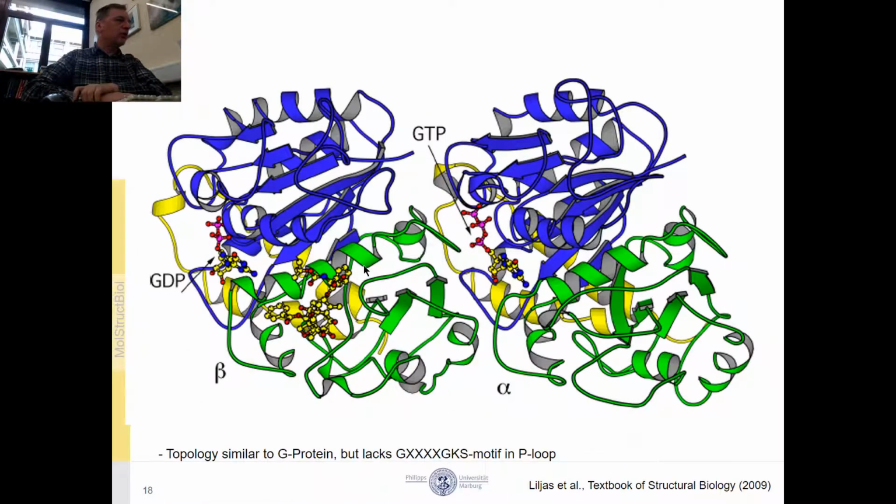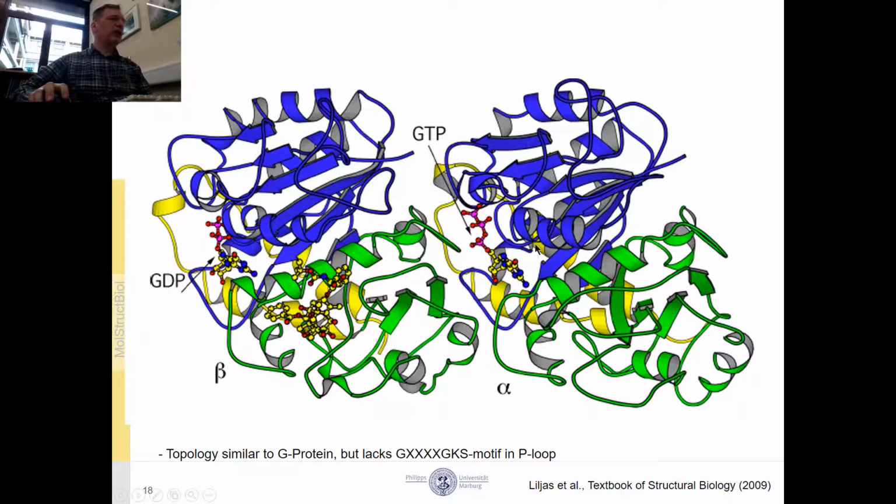Let's take a look at the alpha-beta heterodimer. Actually, that was interesting. It was structurally characterized the first time by two-dimensional crystallization, electron crystallography. Very interestingly, one of the few examples where electron crystallography was good for something. So we see here a complex between the GTP-bound alpha subunit and the GDP-bound beta subunit. But here, this one is important, the GTP-bound form.